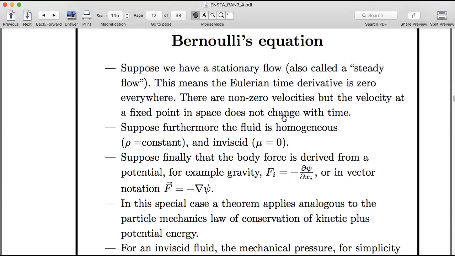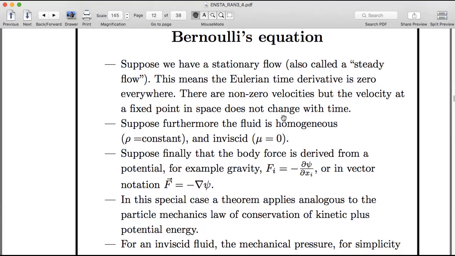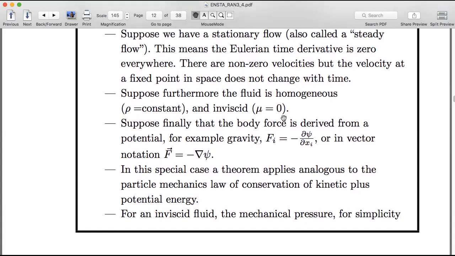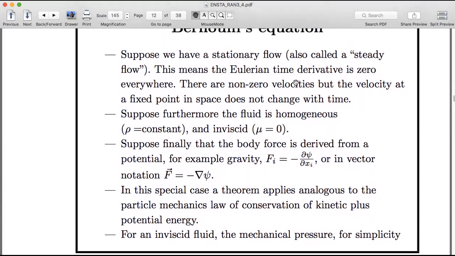So if I sit at a certain point in the fluid, or if I put a probe in and measure the velocity at some point in the fluid, I get some, in general, non-zero velocity, but that velocity doesn't change with time. If that's the case, then it's a steady flow or a stationary flow.